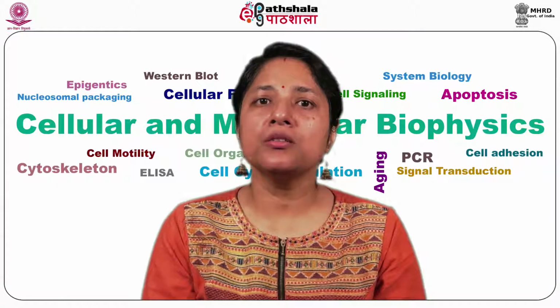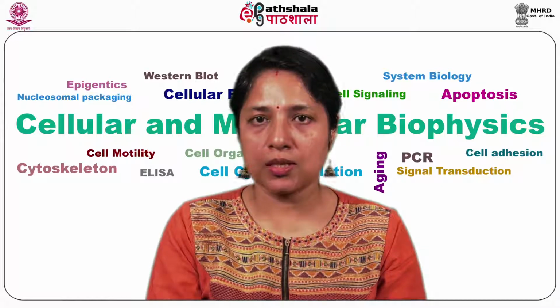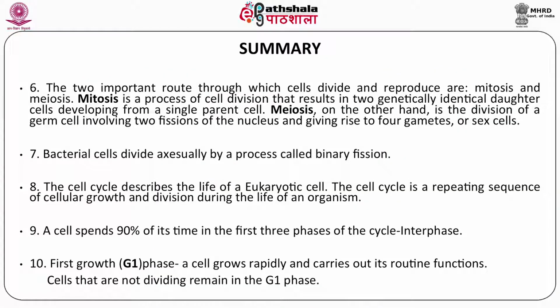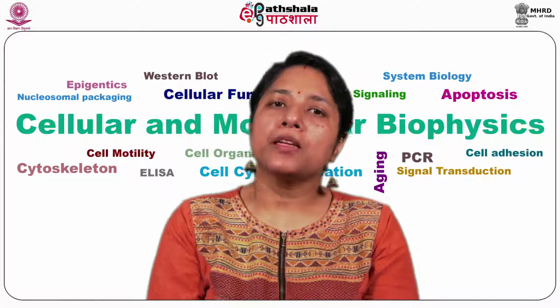The two important routes through which cells divide and reproduce are mitosis and meiosis. Mitosis is a process of cell division that results in two genetically identical daughter cells developing from a single parent cell. On the other hand, meiosis is the division of a germ cell involving two fissions, giving rise to four gametes or sex cells. Bacterial cells divide asexually by a process called binary fission.